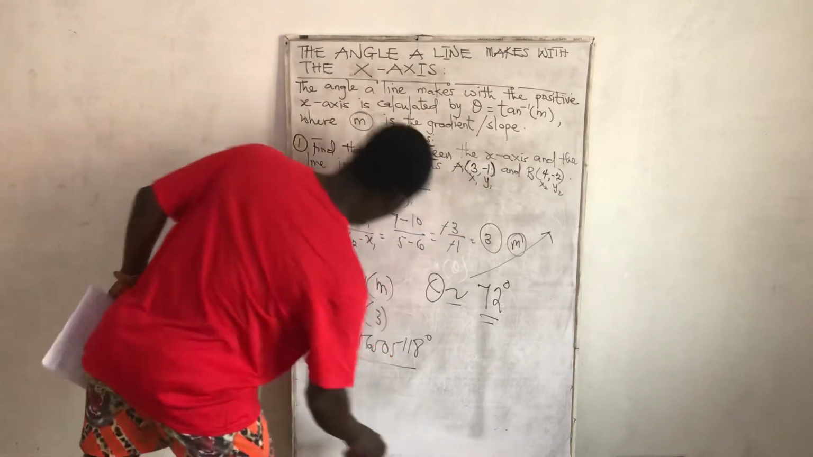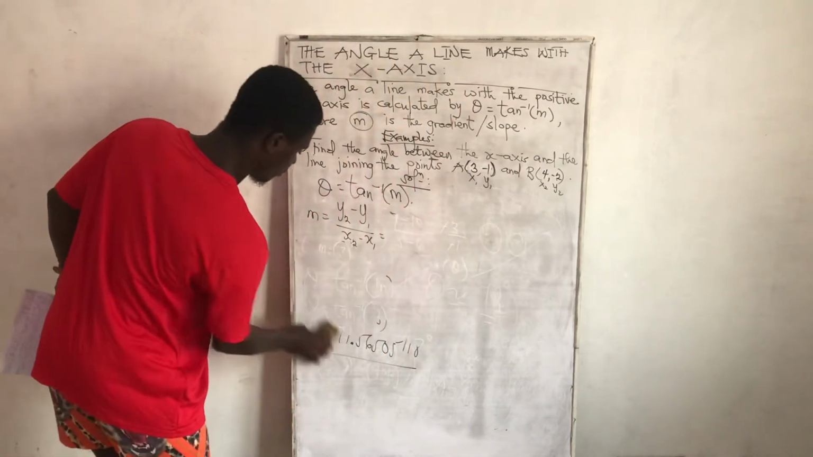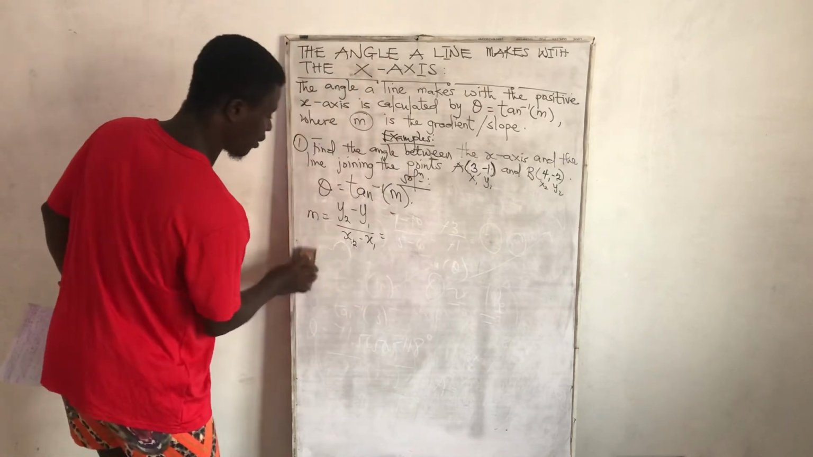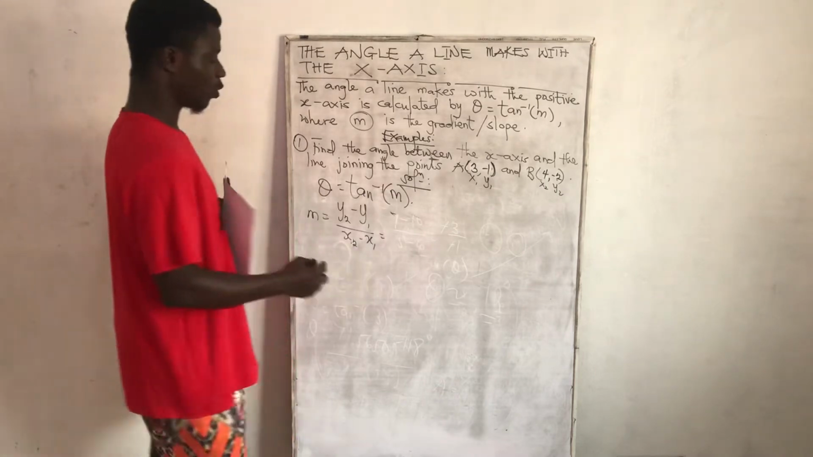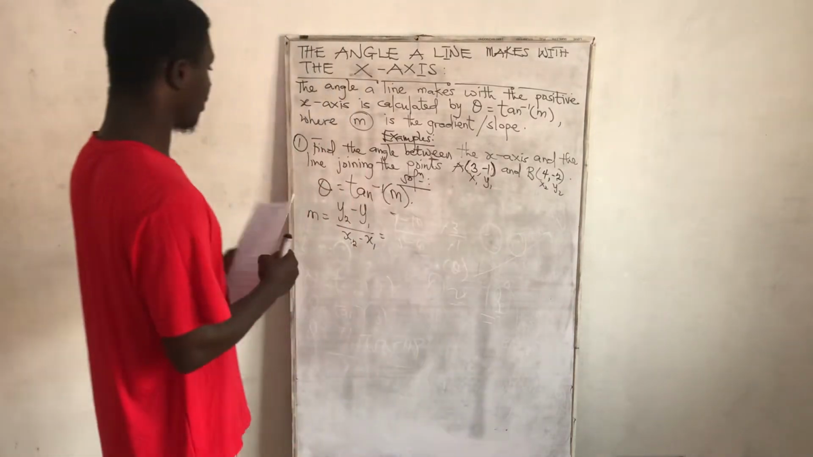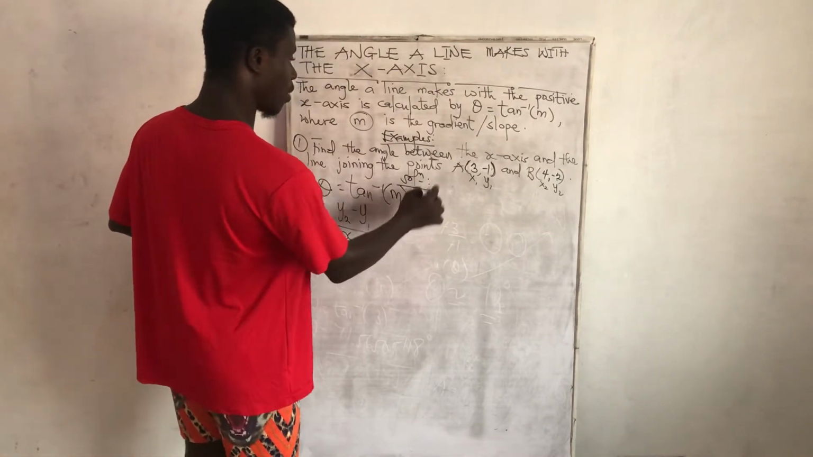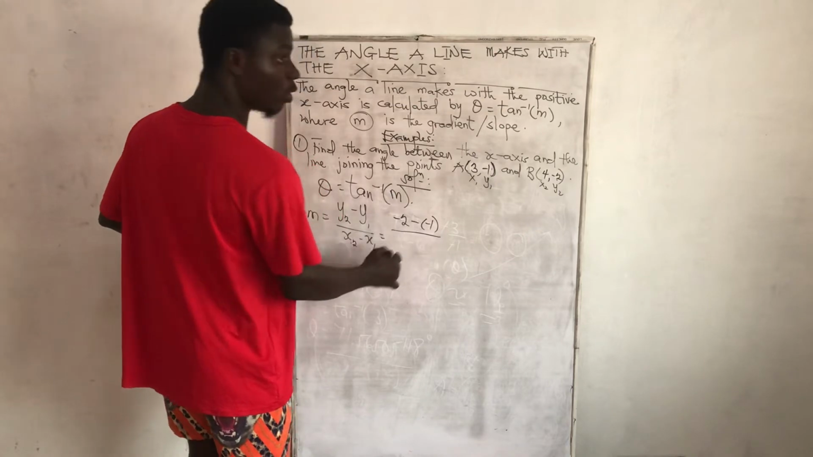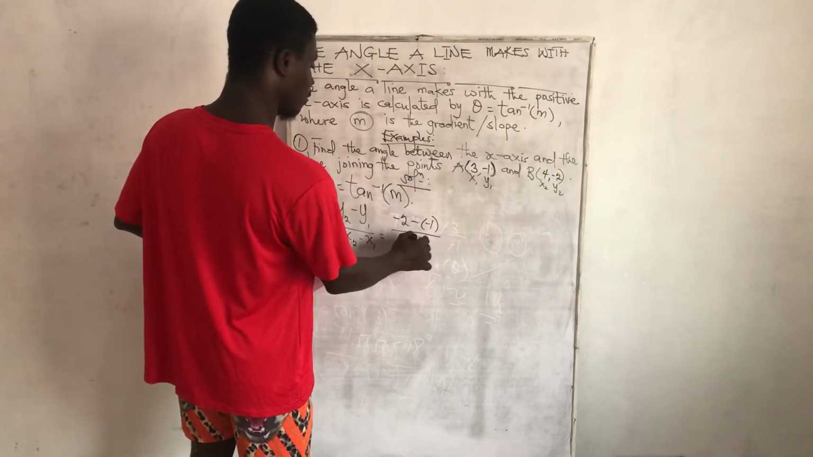So how can we find that? These ones are very simple. We use y2 minus y1 all on x2 minus x1, because we have to find our gradient. So y2, which is -2, minus y1, which is -1, all on x2, which is 4, minus x1, which is 3.